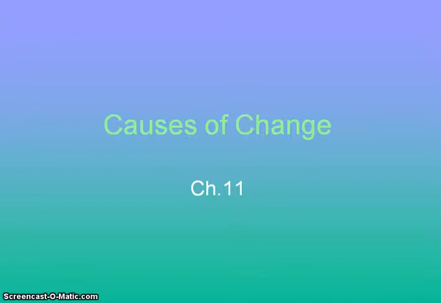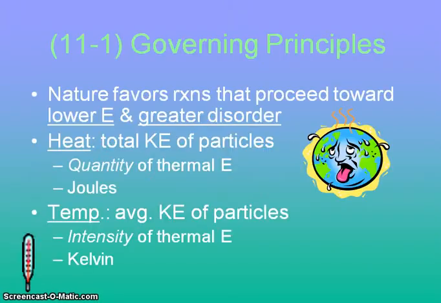Chapter 11 is called Causes of Change. It is on thermodynamics. Chapter 11, Section 1 begins with some basic principles of thermodynamics. One is that nature is going to favor reactions that proceed toward a lower energy and greater disorder. So lower energy would give more stability, and by disorder we're talking about the movement of particles, or entropy, which we'll discuss a little bit later in this chapter.